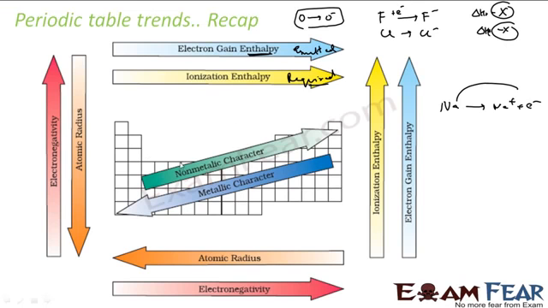The metallic character increases in this fashion, and non-metallic character increases in this fashion. We have discussed a lot about this. Atomic radius increases as you go down the group, and as you go from right to left. Electronegativity increases from left to right, and from bottom to top. I have not discussed this in detail now, but you can watch the previous videos on periodic table trends where we've discussed these things in detail, and why it behaves this way. This is just a recap.